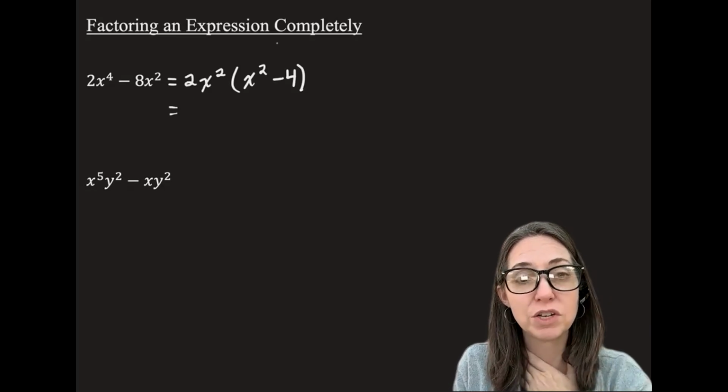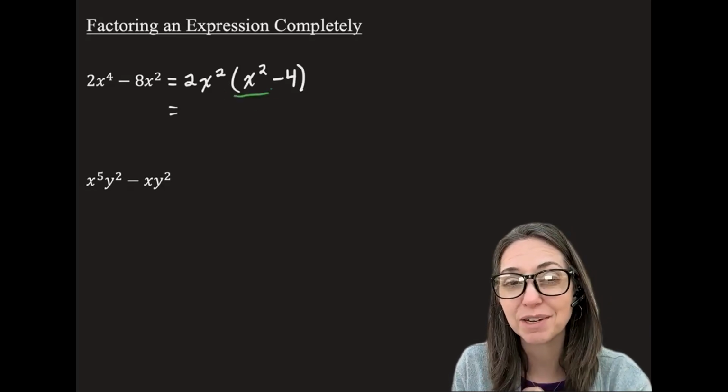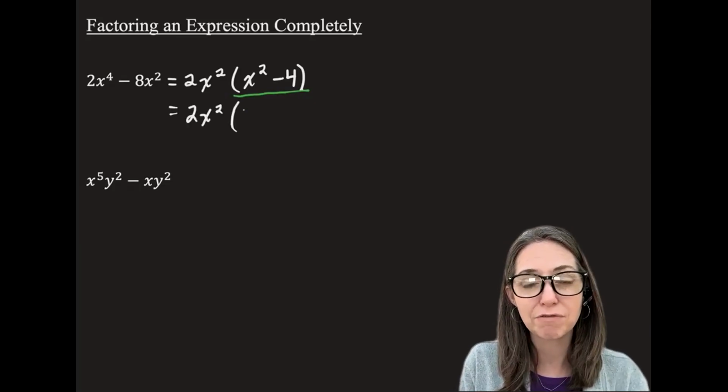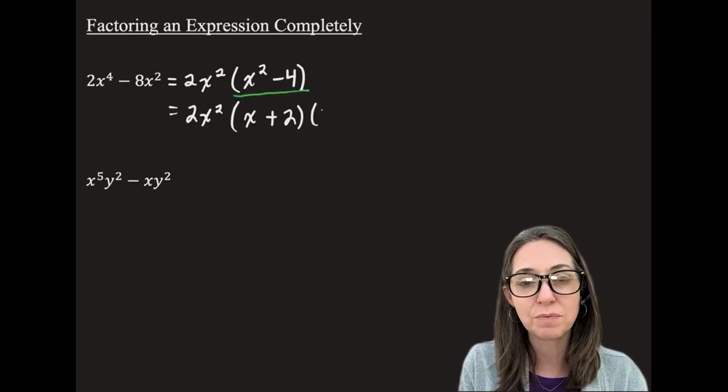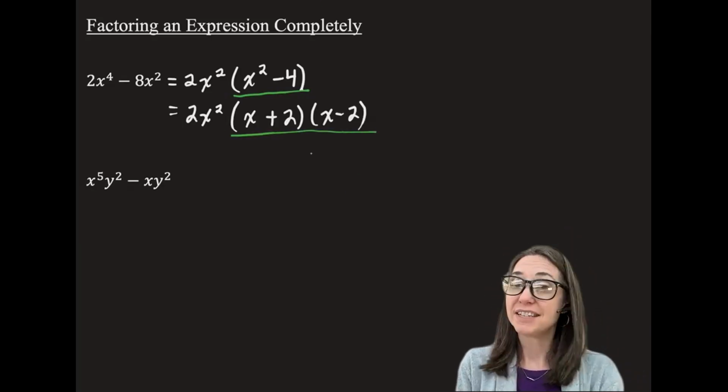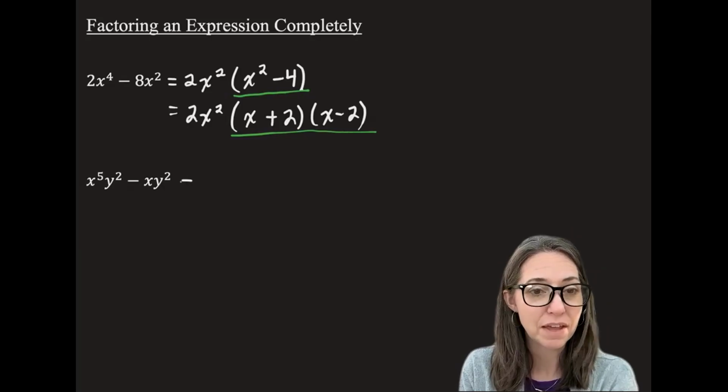So what we want to do is hopefully notice that x squared minus 4 is a difference of squares. So we can factor that a little bit further into x plus 2 times x minus 2. And that is fully factored. Now in this next example, we're going to do the same thing.